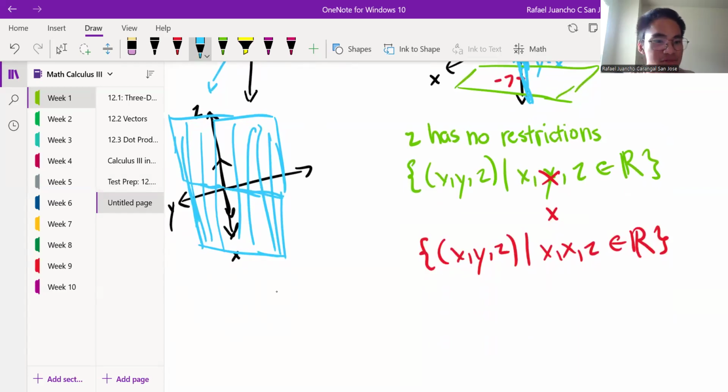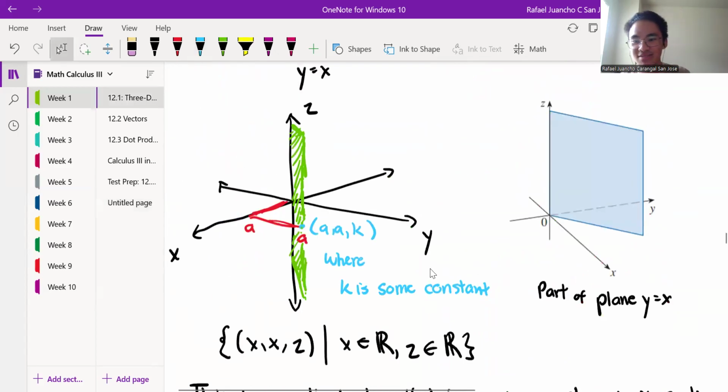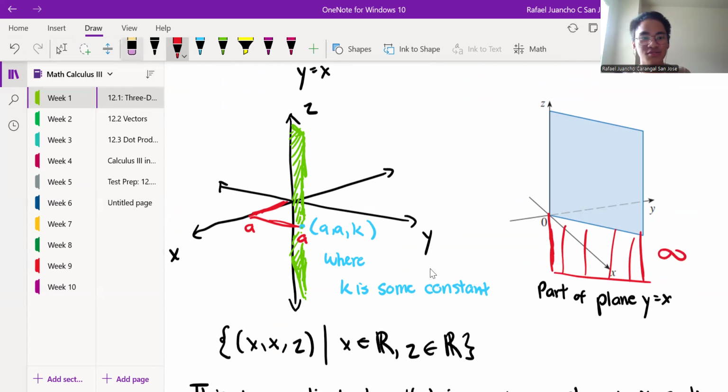So if you look at the example, because I'm ugly at drawing, it's kind of like this. But this is just a part. It's a part of y equals x, because you're missing this part. Could go on and on and on. It's infinite because there's no z restriction. Again, there's no z restriction. That's why it's infinite.